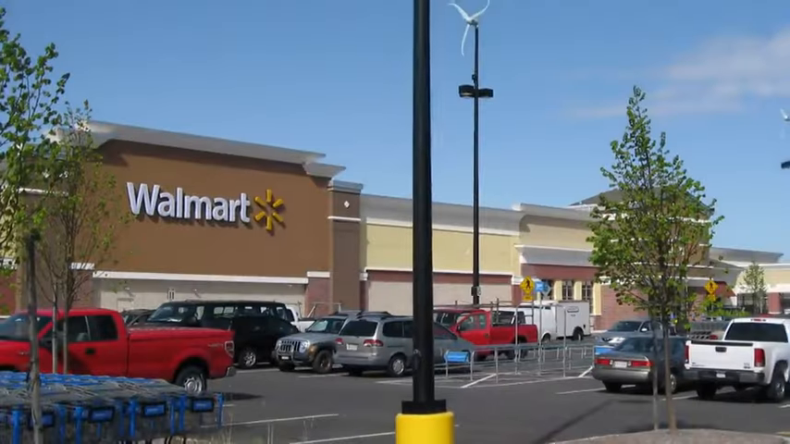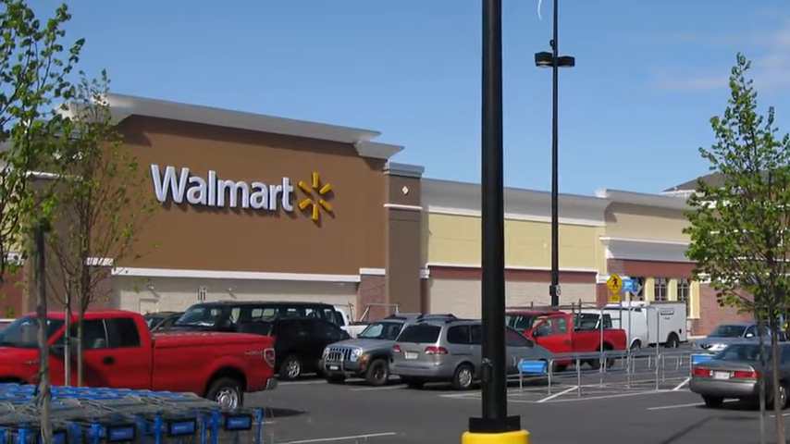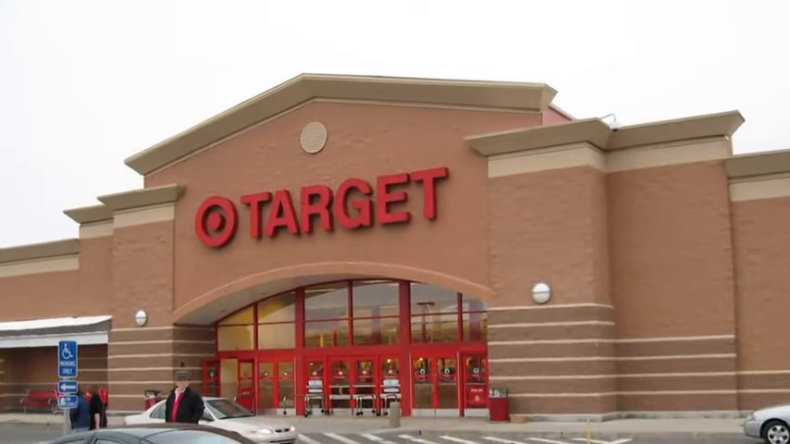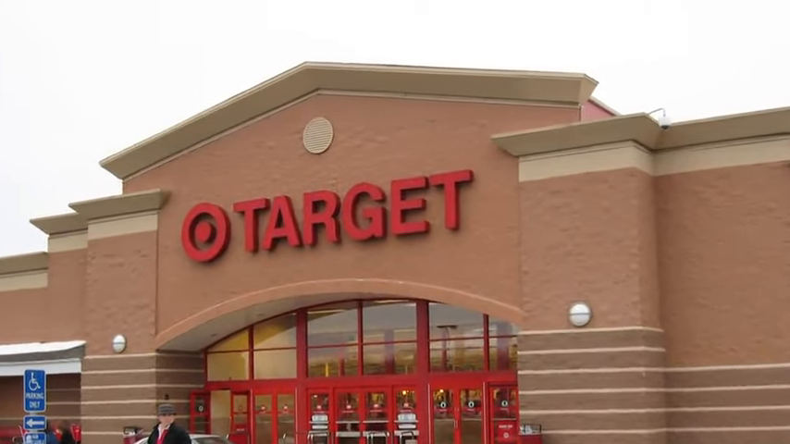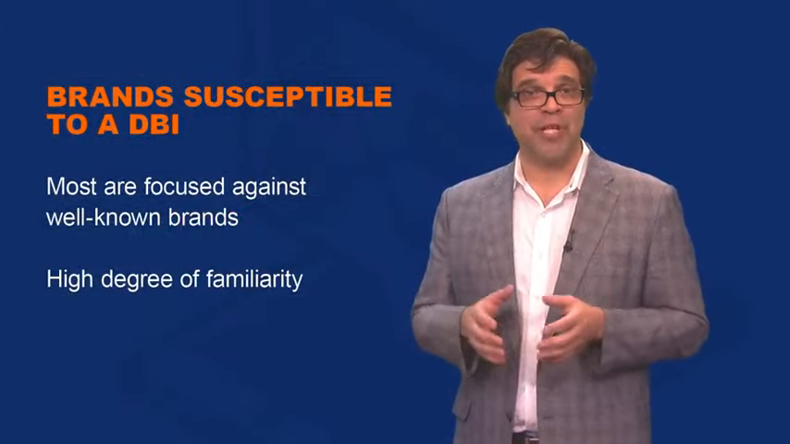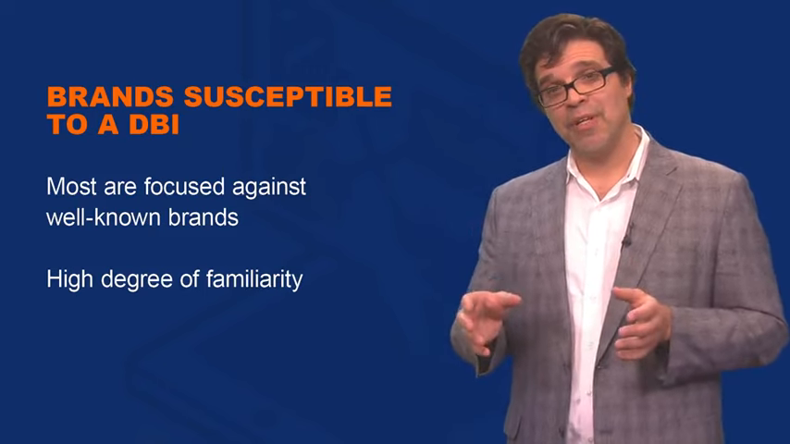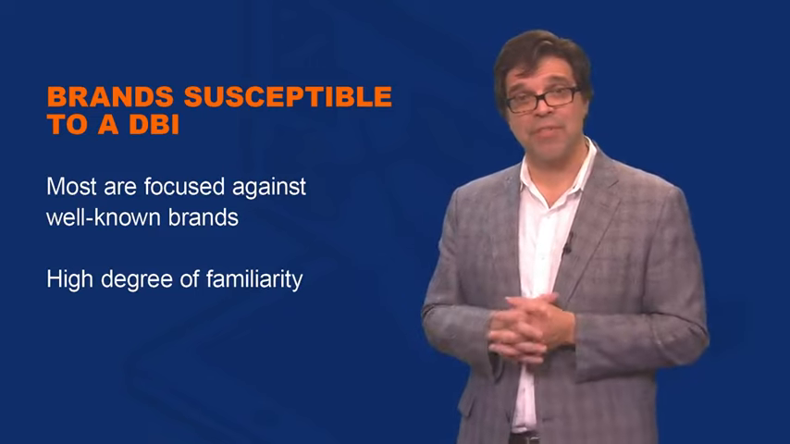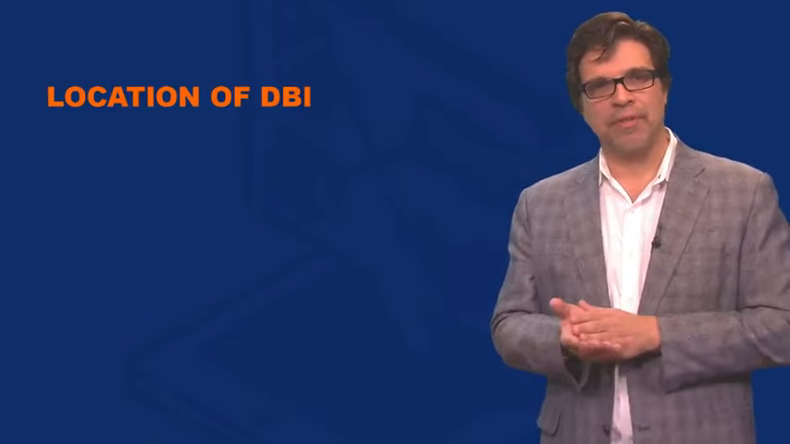Thus, for example, Walmart has several anti-branding doppelganger initiatives aimed against it, while Target, the second leading retailer in the US, has far fewer. For example, the People of Walmart viral video has over 10 million views, while the People of Target video has only about 5,000. That's quite a difference. A third interesting aspect of a DBI is where are these images found?